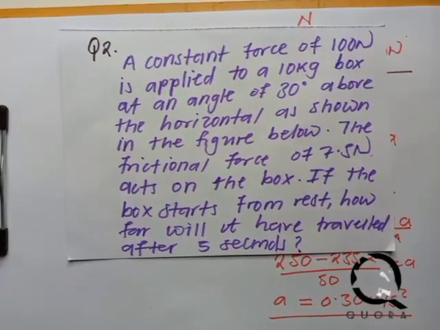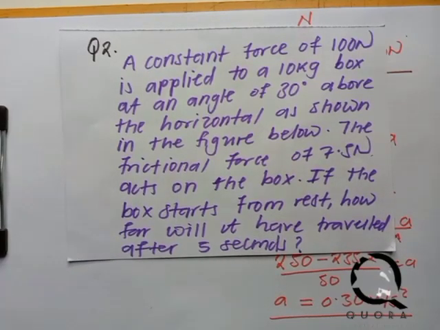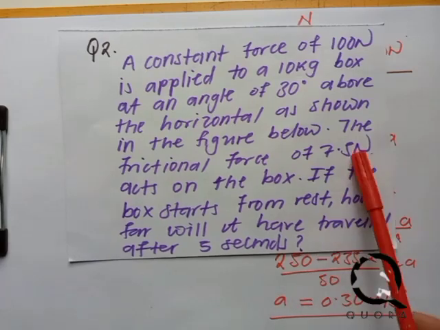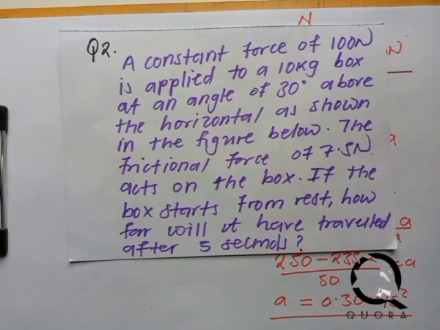We proceed. This question is saying a constant force of 100 newtons is applied to a 10 kg box at an angle of 30 degrees above the horizontal, as shown in the figure below. A frictional force of 7.5 newtons acts on the box. If the box starts from rest, how far will it have traveled after 5 seconds? They have given us certain information here.